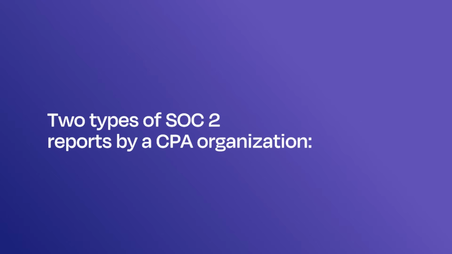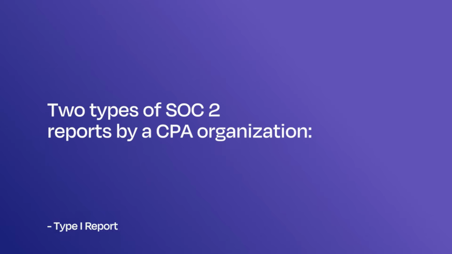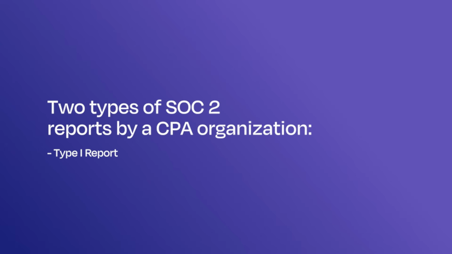Now, only CPA organizations can conduct external SOC 2 audits and create corresponding reports. And there are two types of reports that can be created by a CPA organization after performing a SOC 2 assessment. A Type 1 report, which is a report on the service organization's design of controls at a single point in time. This point in time is determined by the service organization and the auditor, but is typically defined by the time frame of the audit.